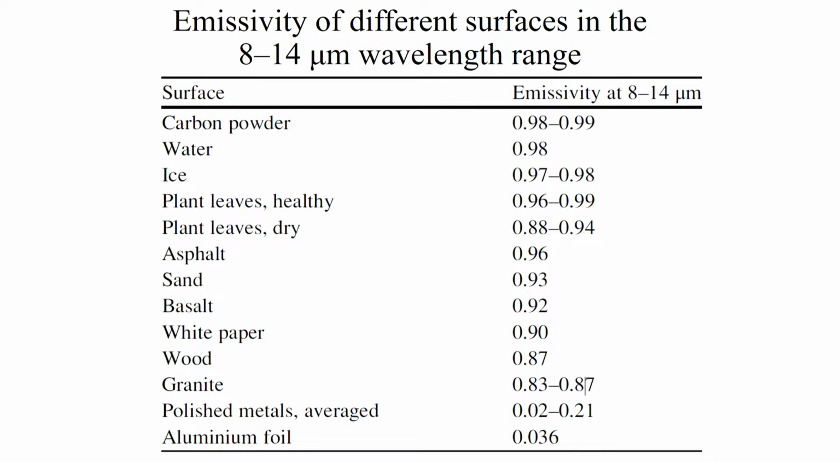Now this is the emissivity of certain features. Black carbon powder has an emissivity of 0.98 to 0.99. Distilled water again has an emissivity of 0.98 to 0.99. Ice also has very high emissivity, 0.97 to 0.98. Plant has an emissivity of 0.96 to 0.99. Sand has an emissivity near 0.93. Now if you come to aluminum foil, the emissivity is 0.03.